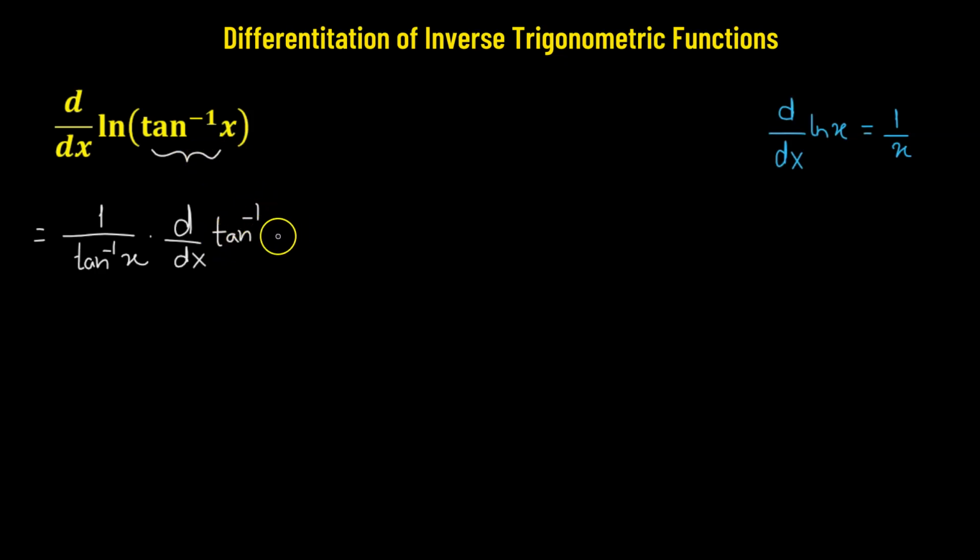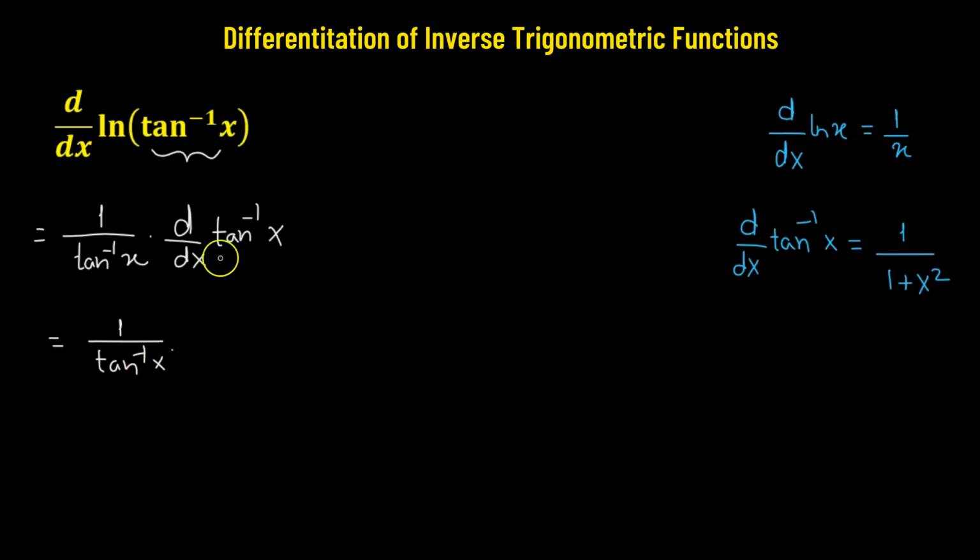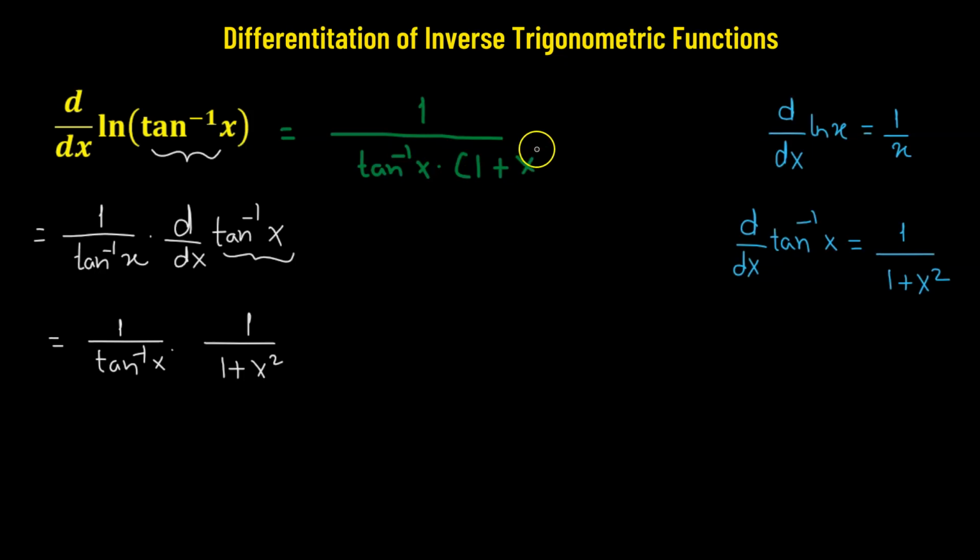So here what we have done is we have applied the chain rule. Now we know that the derivative of the inverse tangent function is given by 1 over 1 plus x squared. So we have 1 over tangent inverse of x times the derivative of the inverse tangent function, which is 1 over 1 plus x squared. So our final answer is going to be 1 divided by tangent inverse of x multiplied by 1 plus x squared. So this is the derivative of the given function.